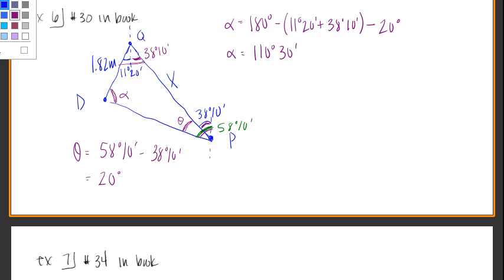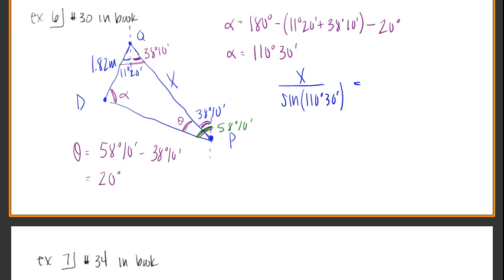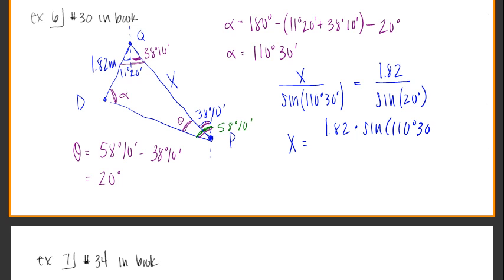Alright, let's see if we can start doing the law of sines and see if we've got enough information here. I want to find x, so x over the sine of the angle opposite that, which is what we just found, is going to be another side, which is 1.82, divided by the sine of the angle opposite that, which was theta, 20 degrees. So solving it out, x is going to be 1.82 times the sine of 110 degrees 30 minutes, all divided by the sine of 20 degrees.